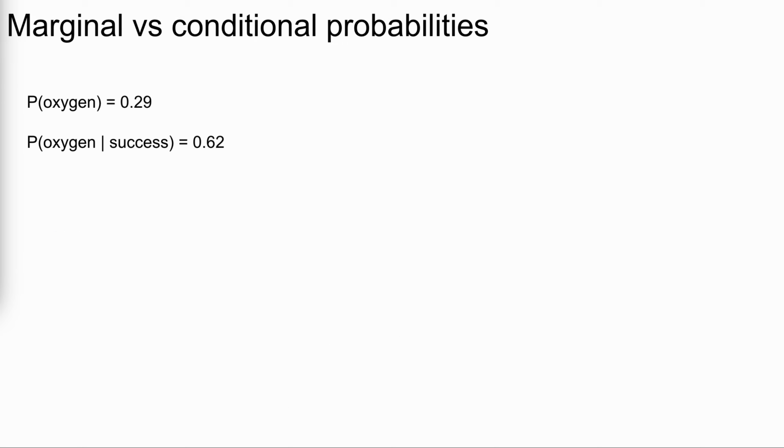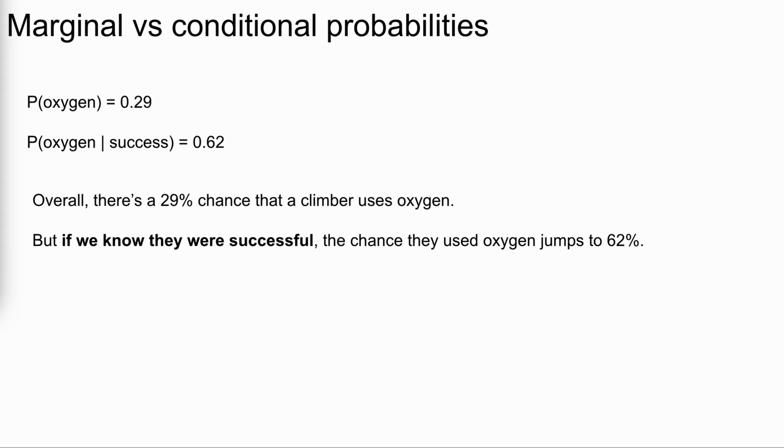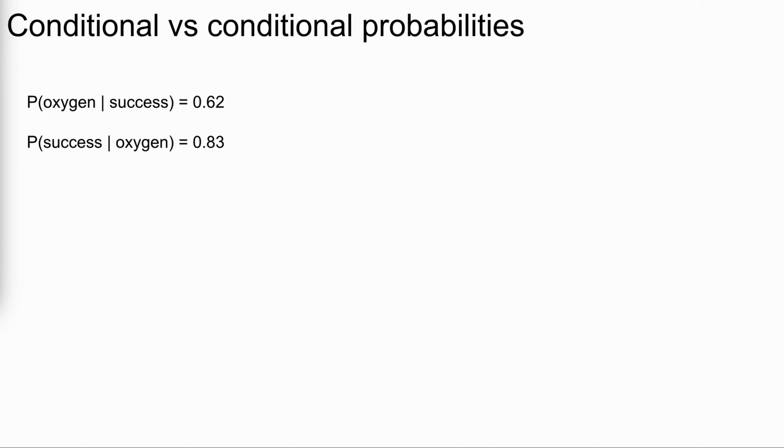Let's compare and contrast the marginal and conditional probability of oxygen. First, overall, there's a 29% chance that a climber used oxygen. But if we know that they were successful, the chance that they used oxygen jumps to 62%. In general, this example again illustrates that marginal and conditional probabilities may differ. And conditional probabilities can also differ.